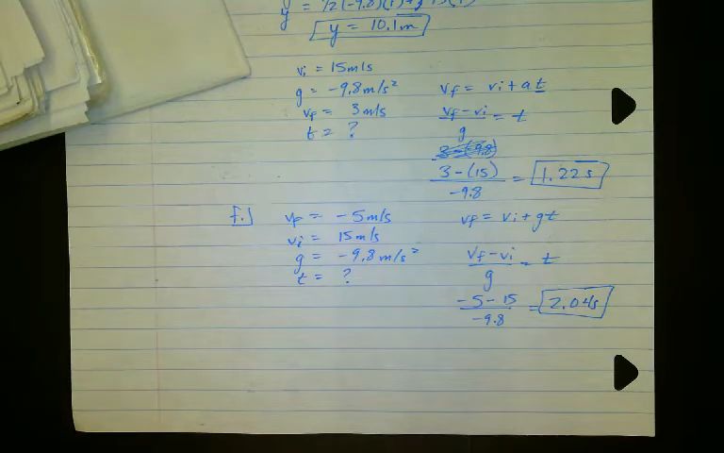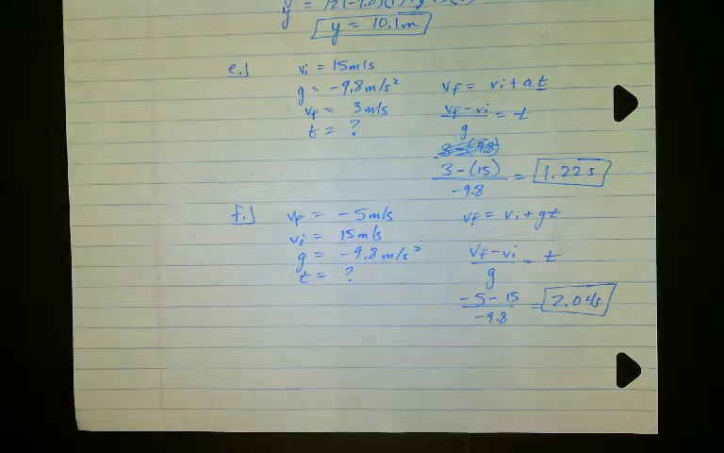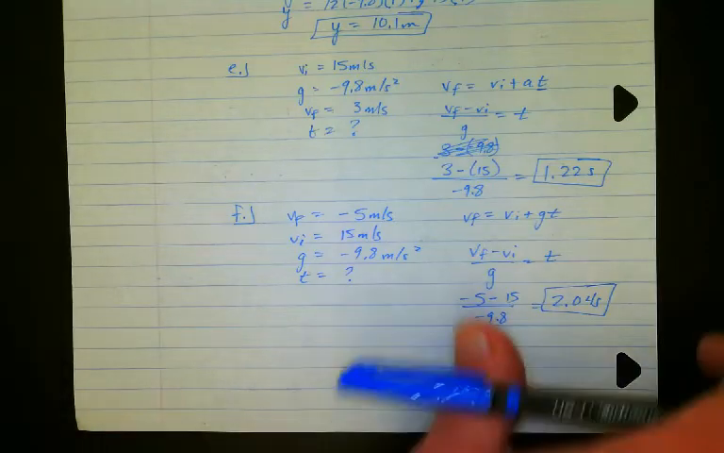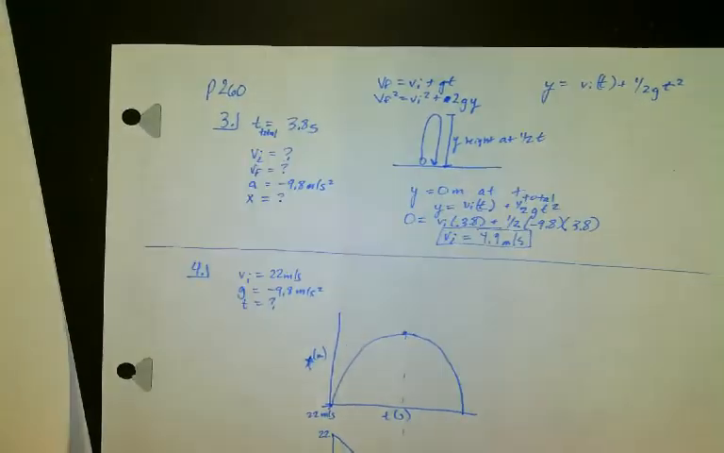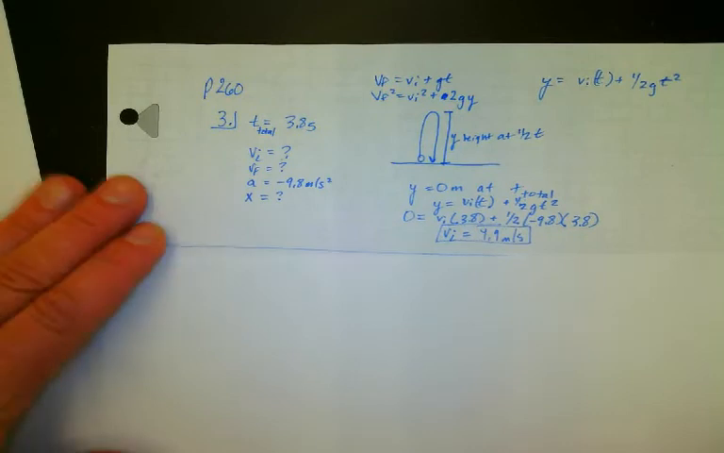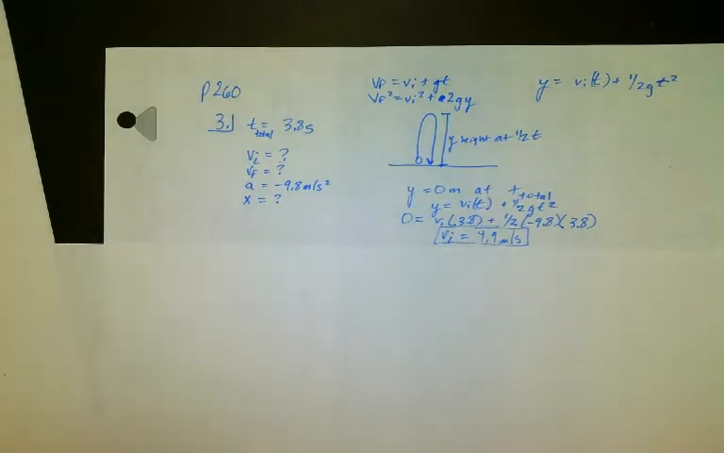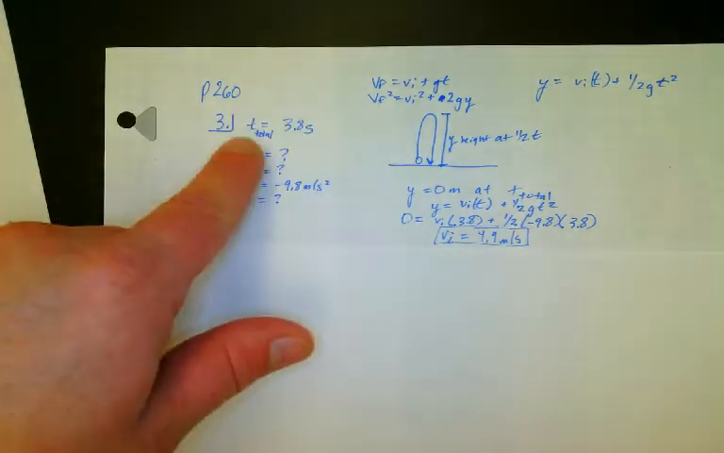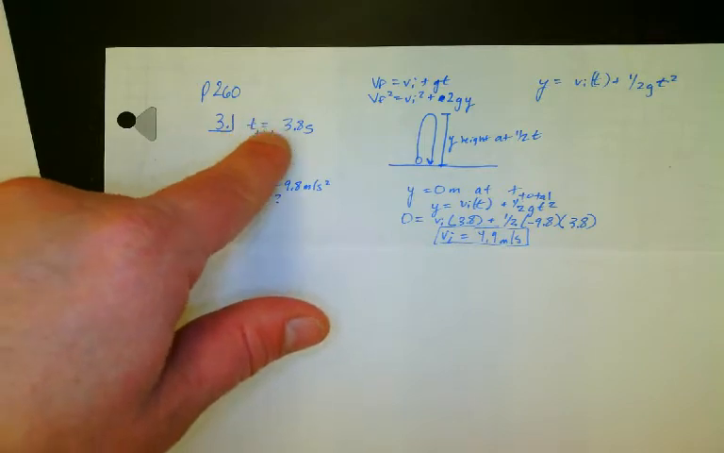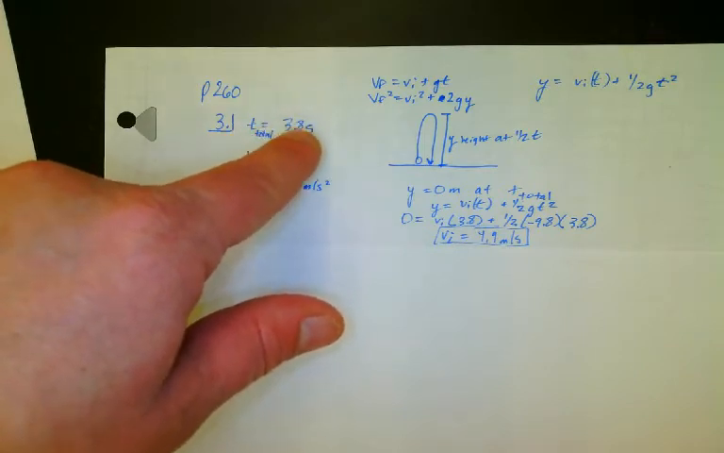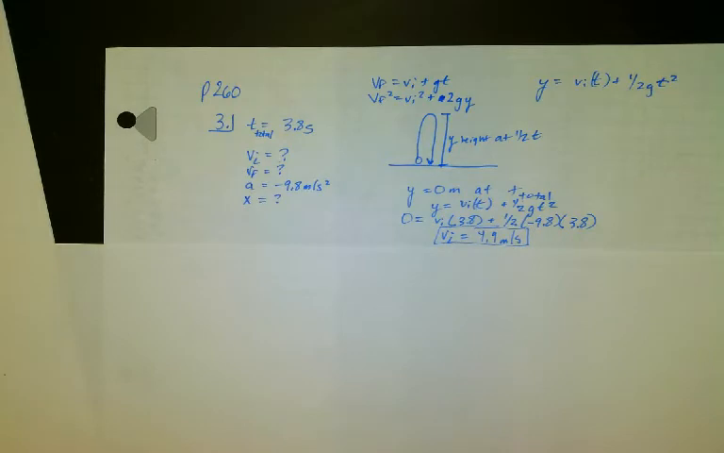So let's look at number 3. Turning the page. We had a ball punted up. Here's what I have for this. I have a nice picture and my equations. So the total time is 3.8 seconds. If I ever wanted to figure out how high it went, I would take that time in half.